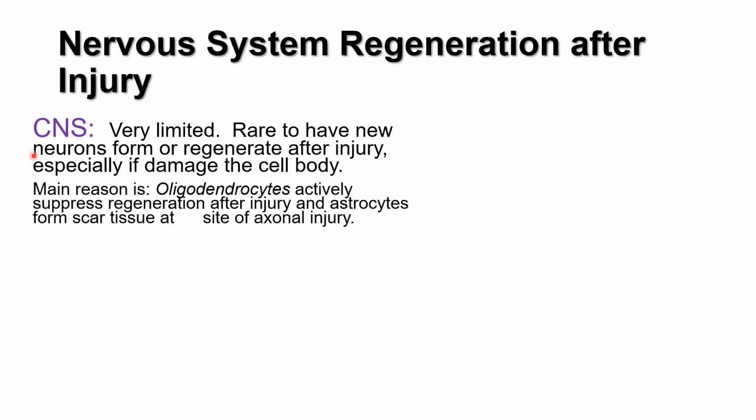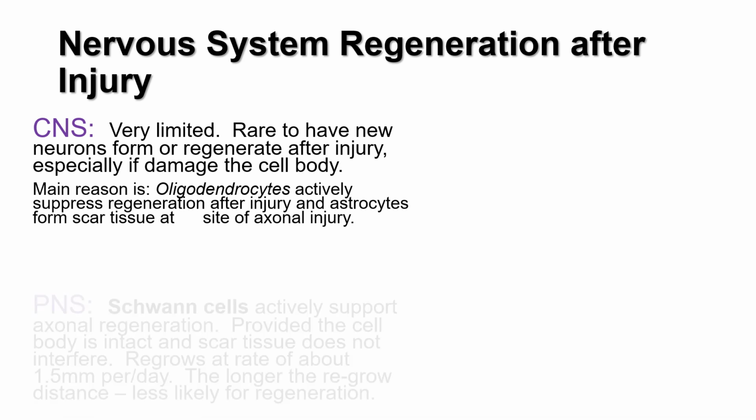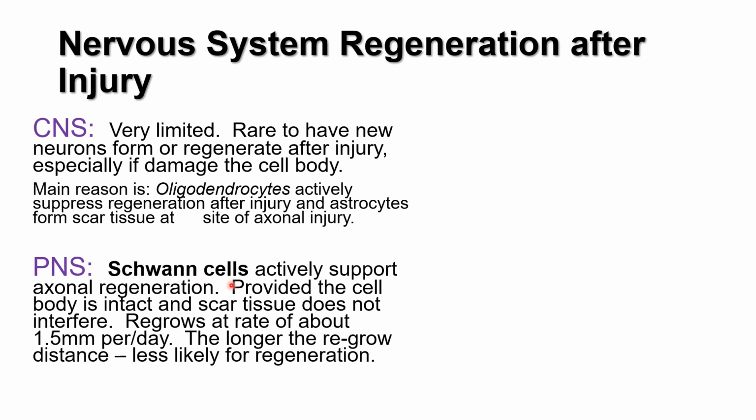In the central nervous system, there is some, but it's very limited because what we understand is that the oligodendrocytes actually suppress regeneration of an injured axon. And astrocytes will sort of form a fibrotic type scar tissue. Now you can actually see these on MRIs and CT scans. Schwann cells, on the other hand, are really, really interesting because they actually do support regeneration.